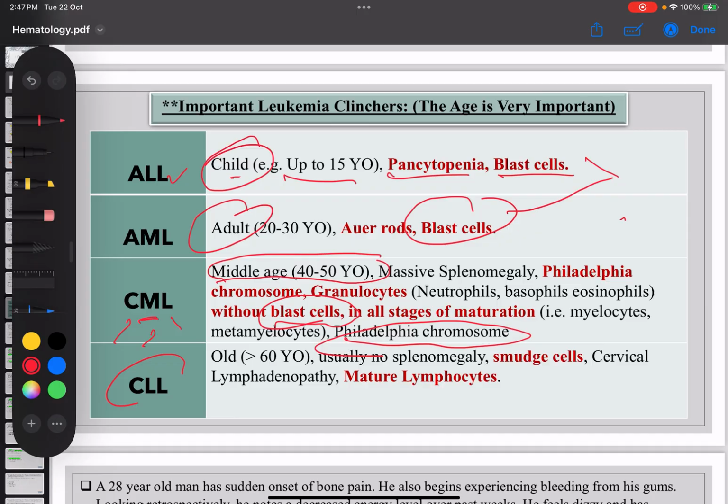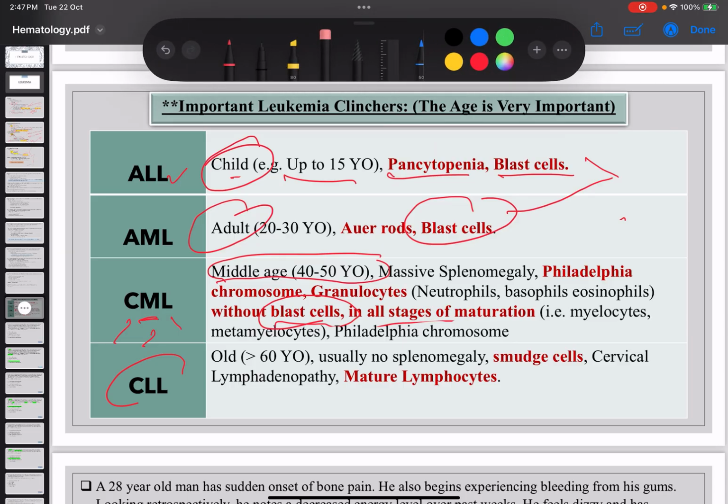In case of CLL, you can find mature lymphocytes, smudge cells, and there will be cervical lymphadenopathy. This information is really important. You can find cervical lymphadenopathy in case of CLL, and you are dealing with the older age group. Usually there will be no splenomegaly.